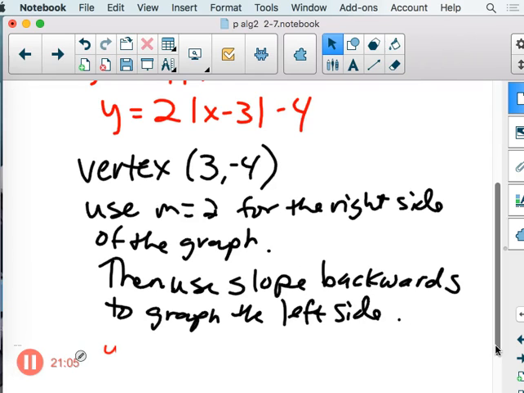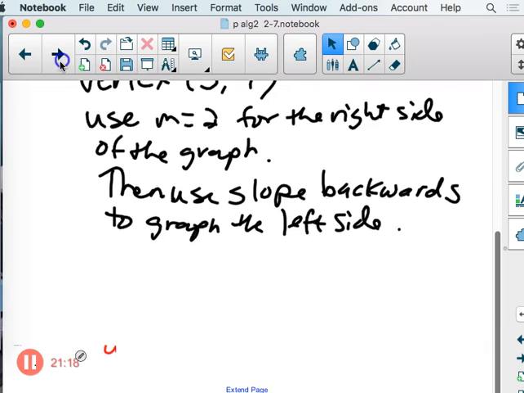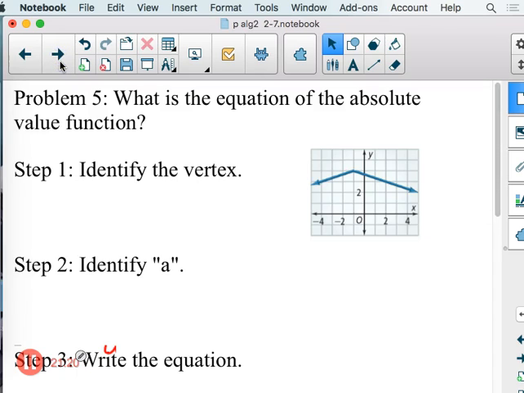They didn't ask us to graph it, they asked us how would you graph it. We'll find your new vertex. Use A as the slope of the right side, and then graph that slope backwards. Get the left side. We've got it. So now we have this one.